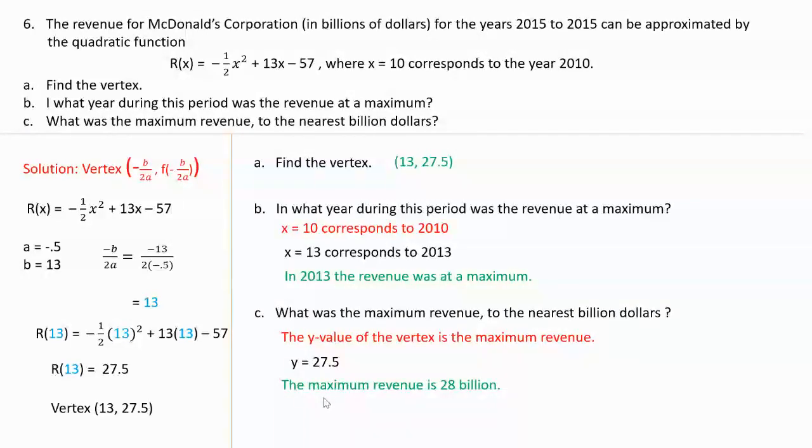Okay, let's move on to number 7. Solve the exponential equation. So here, I believe they want you to put them on the same base. Okay, so these are not the same base.